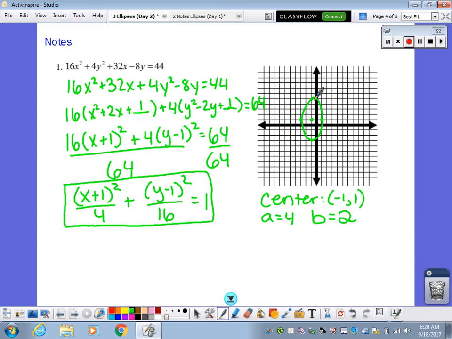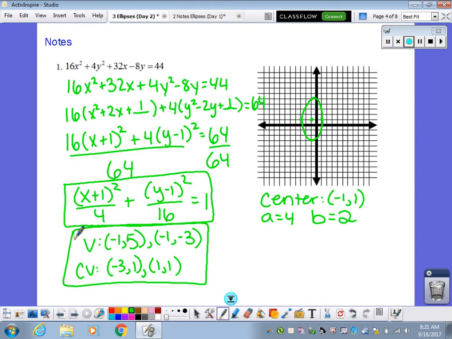Now we can use these values to help find our foci. First, let's write down what our vertices and our covertice points are. So our vertice points are -1, 5, -1, -3. And our covertice points are -3, 1, and 1, 1.